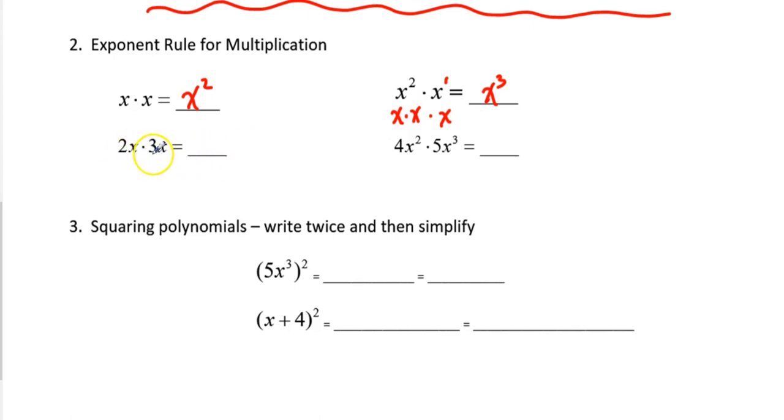When I have 2x times 3x, I really multiply the coefficients, 6, and I have to be careful here. I have 2 factors of x, so x squared.